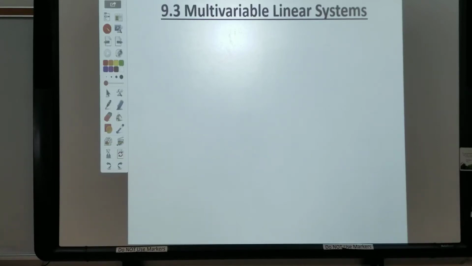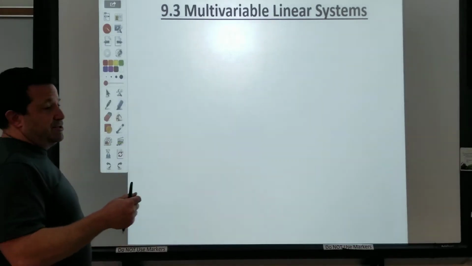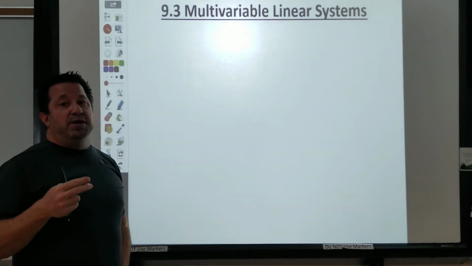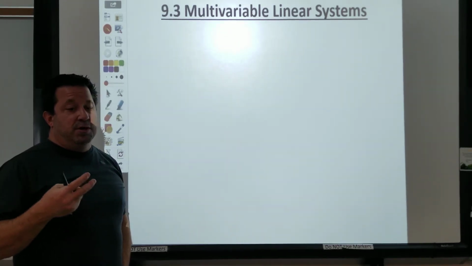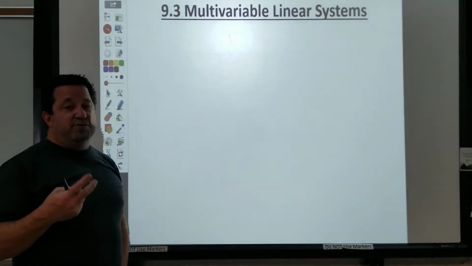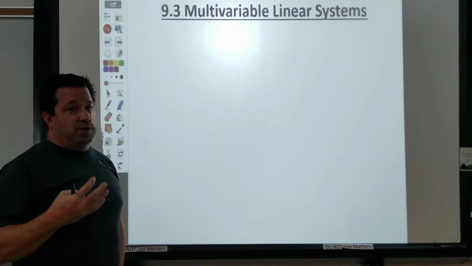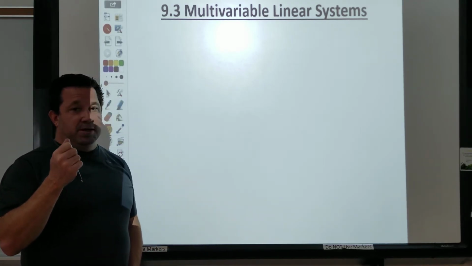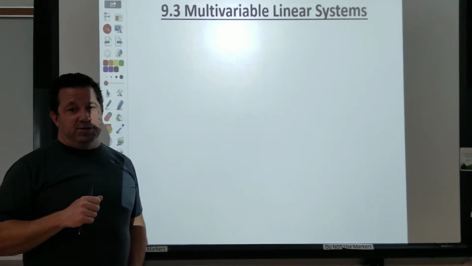This section is 9.3, multivariable linear systems. So really what this is about is solving bigger systems than just the two equations, two variables types of problems that we had up to this point. Because if you have two equations, two variables, I would agree that the simplest methods for solving those are the substitution method or the elimination method.